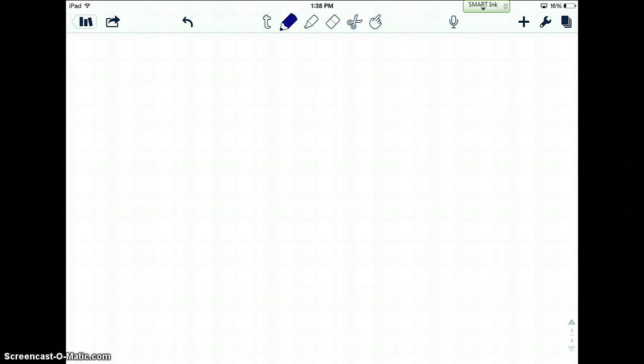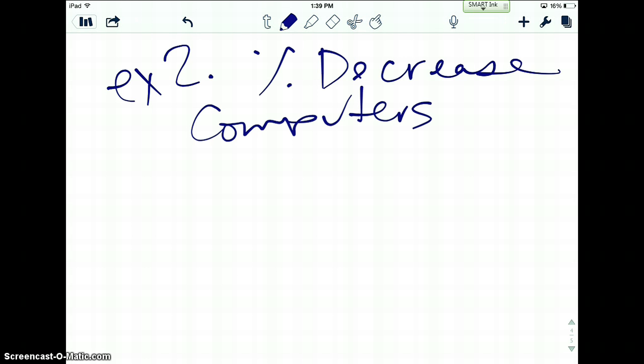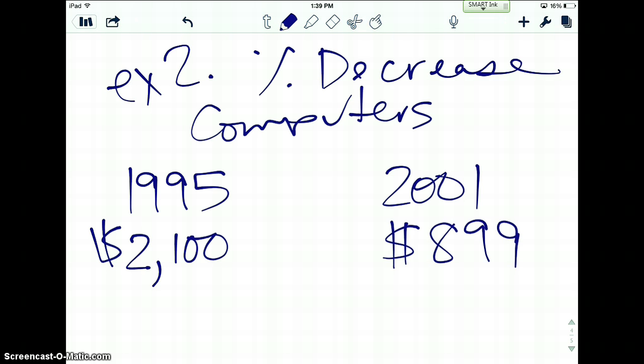Okay, let's try one more. Example 2, we're going to go for a percent decrease. And this one's going to be about computers. Because if you go back to, let's say, 1995, because this is what I have numbers on, the average price of a personal computer was $2,100. In 2001, the average price for a personal computer went down to $899. So I'm going to ask, what is that percent decrease?